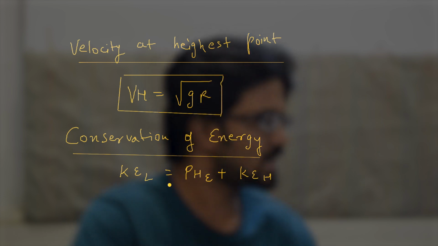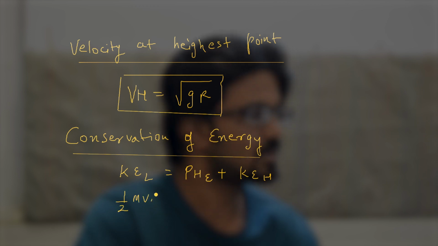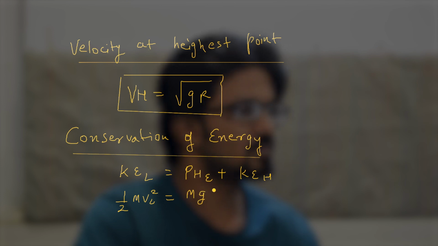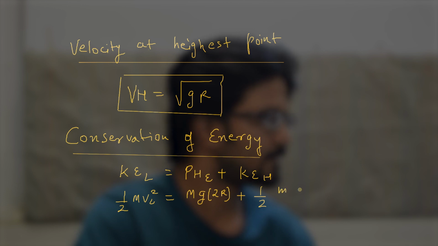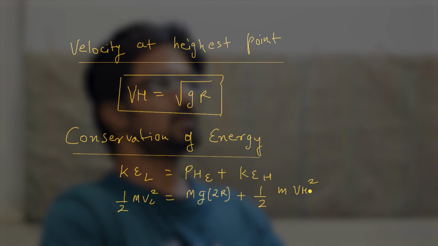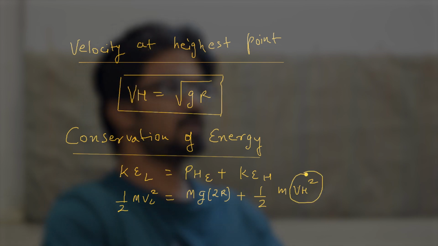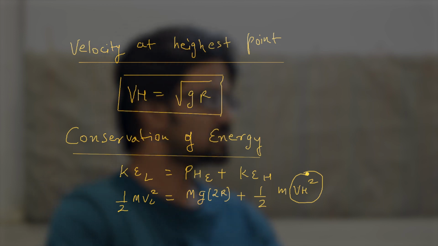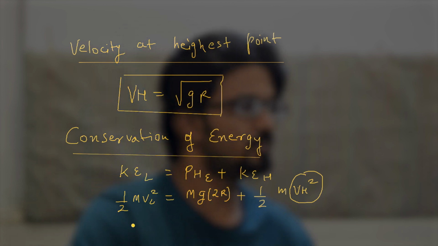So we can calibrate this as half of m v velocity at lowest point square is equal to mass times gravity times the radius of the circle, which will be 2r in terms of r, plus half of m vh square. So we have calibrated for vh the value of vh square, which is nothing but vh is equal to root gr. So we will now put in the equations and we will find out the velocities.